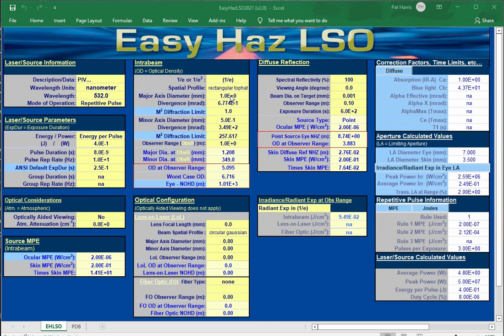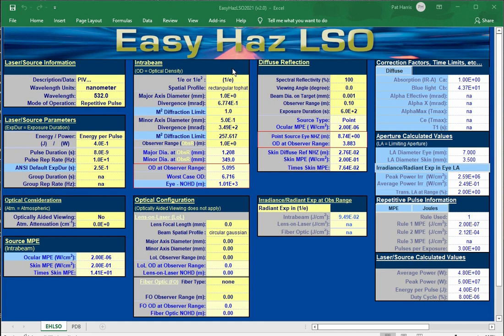And that's what the PIV laser does. So we need to model that. And the way we do that is, for PAL lenses, the best thing to model is a rectangular top hat, because we would like a uniform distribution across that line or across the fan.